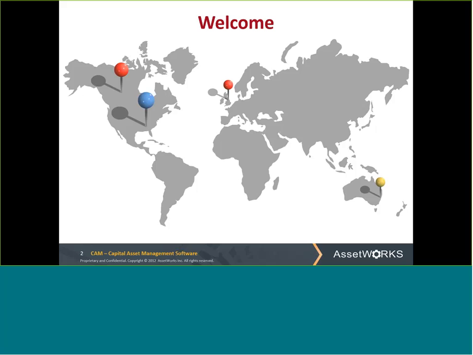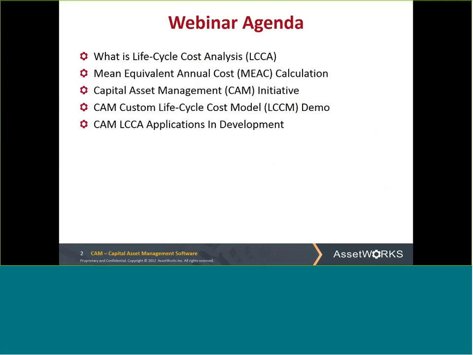I'm happy to be here and give you an overview and understanding of life cycle cost analysis and how that plays a role in effective fleet management, but also talk about how we have implemented life cycle cost analysis in our capital asset management tool. CAM is a new initiative that we started several years ago, and we have been in deployment for about a year, and I'm going to talk about how we've deployed the capabilities to manage the life cycle in that application.